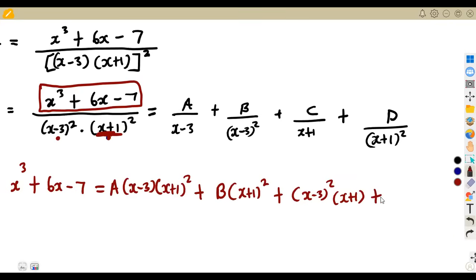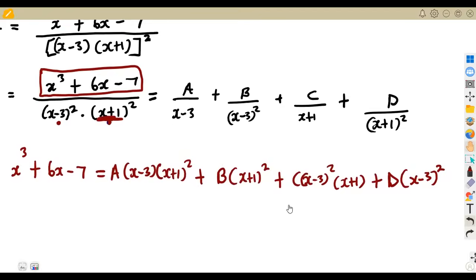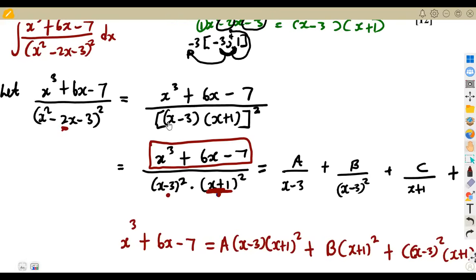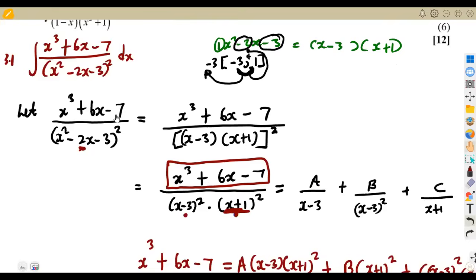So it is going to be plus, all right, so this is C, a bracket there. So it's going to be plus D into, since x plus 1 squared and x plus 1 squared canceled, you remain with x minus 3 squared. So that was going to be x minus 3 squared. All right, so that is your partial fractions part. We have to write in a way that we understand here.